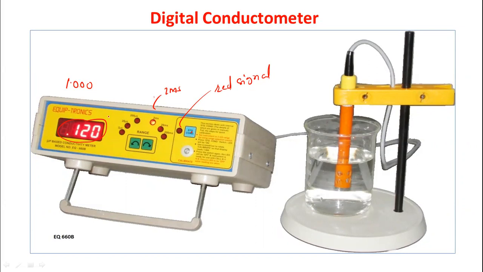After the standardization, we are going to measure the conductance of the solution. So in another beaker, we have to take 0.1 molar KCl solution. Take around 50 ml in the 100 ml beaker, dip this conductivity cell into the 0.1 molar KCl solution, and measure the conductance of the KCl solution.